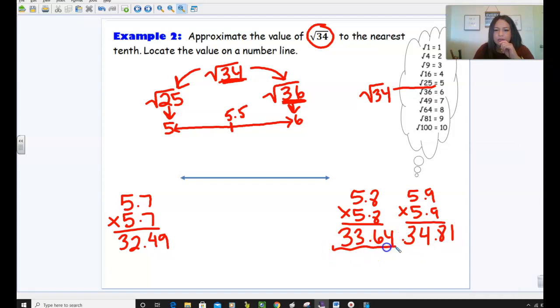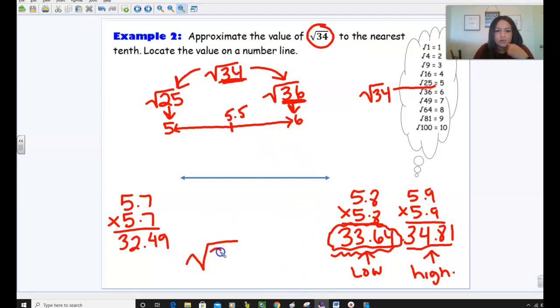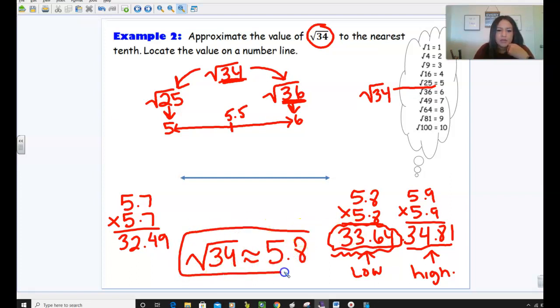34.81. Now this right here was too low, and that right there was too high. So let's think of this one as too low. It is too low by 0.36 of a whole number. This one is too high by 0.81 of a whole number. So this is going to be my closest one. Therefore, I'm going to make a conclusion and say that the square root of 34 is approximately 5.8. Let's put a box around this one right here, and let's highlight it.